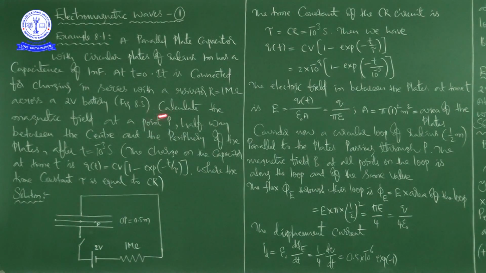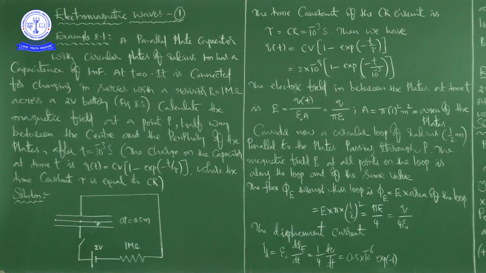Calculate the magnetic field at a point P halfway between the center and the periphery of the plates. This is the center, this is the periphery of the plates. See, he is indicating where P is. So calculate the magnetic field at a point P halfway between the center and the periphery of the plates, after t is equal to 10 to the power of minus 3 seconds.